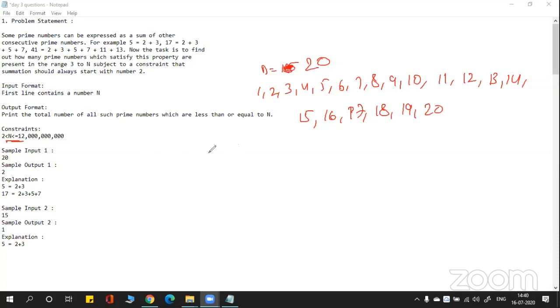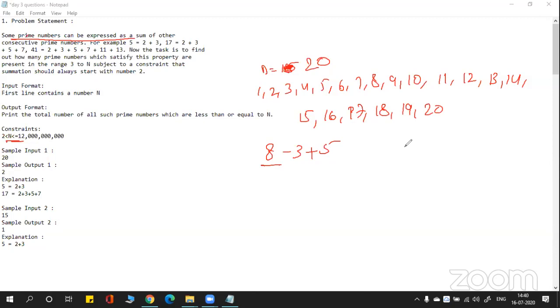Some prime numbers can be expressed as a sum of other consecutive prime numbers. It is not a general number. For example, if I take the number 8, it can be represented as 3 plus 5, but I cannot take 8 under this condition. There should be a prime number which can be expressed as a sum of prime numbers. Here 8 is not a prime number, so I cannot consider that number.